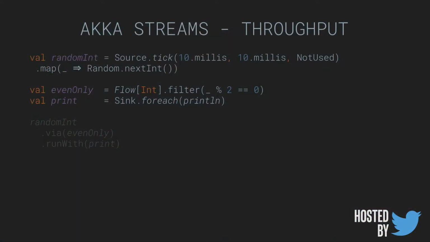So let's see how this translates into some code. We're going to use Akka Streams. We have a source that emits a random integer, this is what we have on the top, a random integer every 10 milliseconds. We have a filter that throws away odd numbers. And then we have a sink that prints. So this is a very simple Akka Streams pipeline. Even if you're not fully familiar with Akka Streams, it's pretty readable what it does. It's a very simple example.